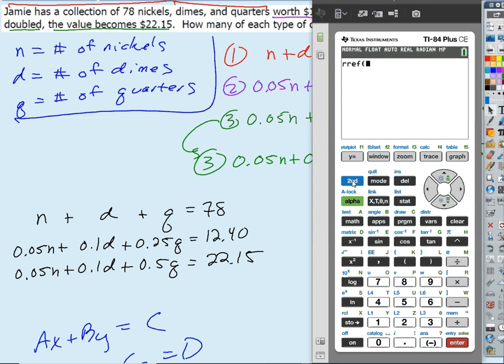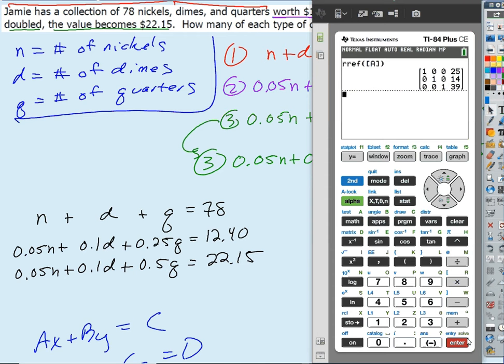So to get there, I go second, matrix, and then in the first column, I would just hit a 1 or an enter, and it's gonna grab the matrix A that we built. Now I close the parentheses, so I'm doing reduced row echelon form to whatever's inside the parentheses, which is matrix A. Now here's the magic. If I hit enter, look what it does.